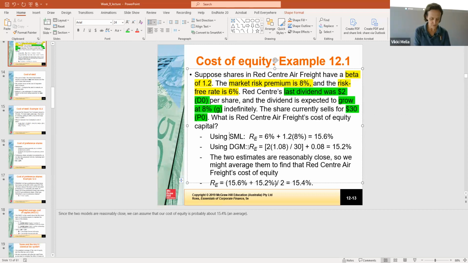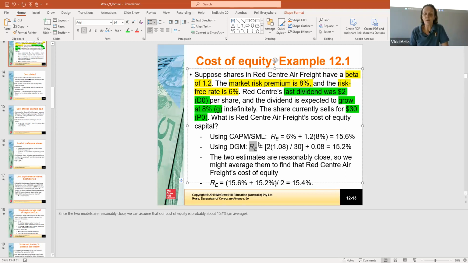So if we use the capital asset pricing model or the security market line, the cost of equity, the required rate of return to shareholders, is equal to the risk-free rate of 6% plus beta multiplied by the market risk premium. So using CAPM, the cost of equity is 15.6%, but we've got enough information to also use the dividend growth model.